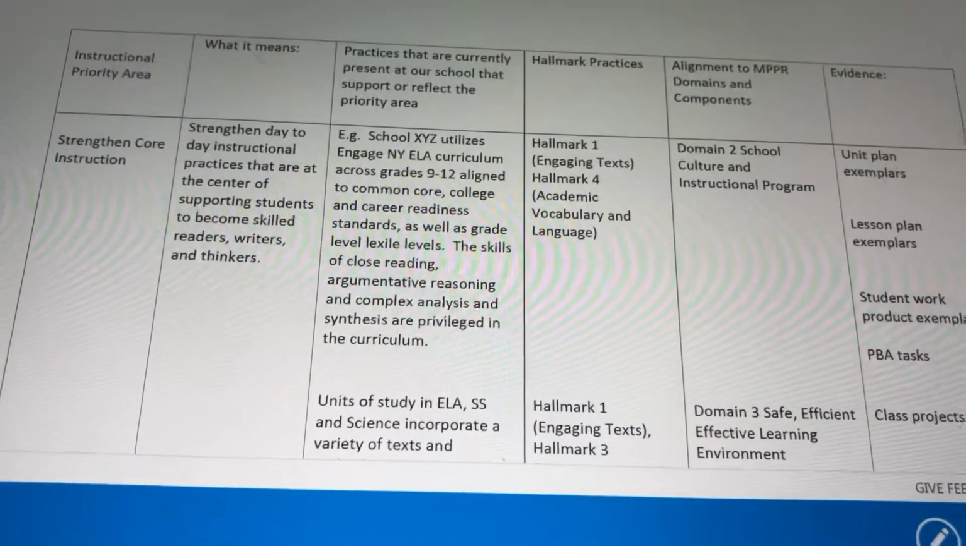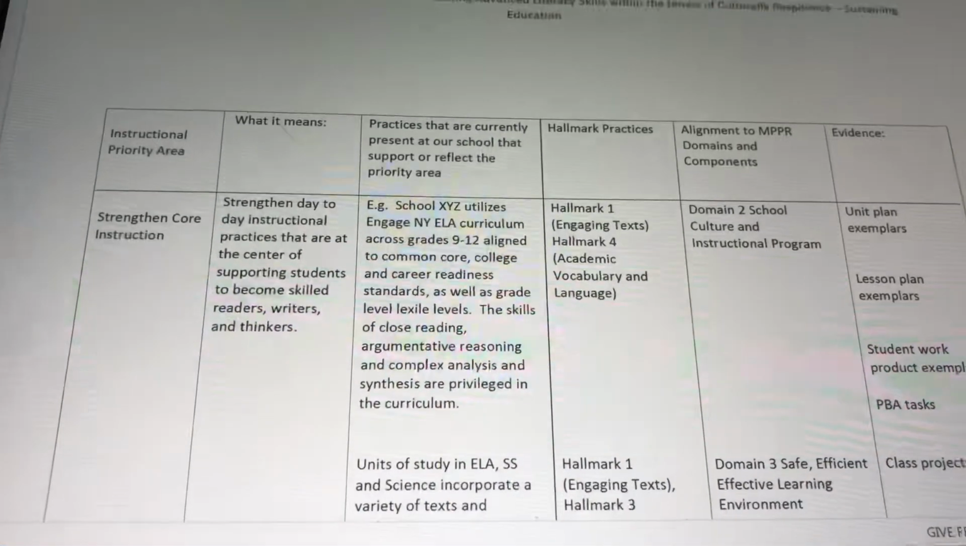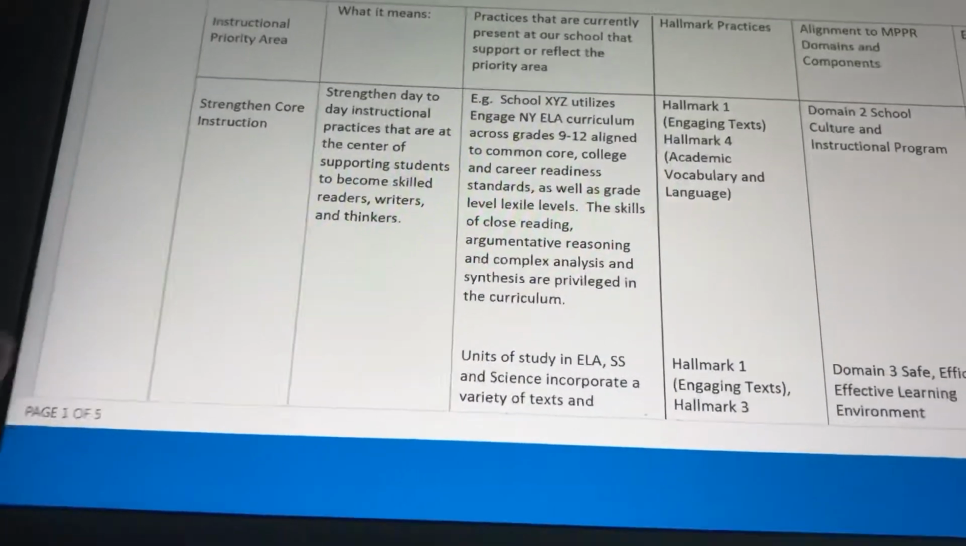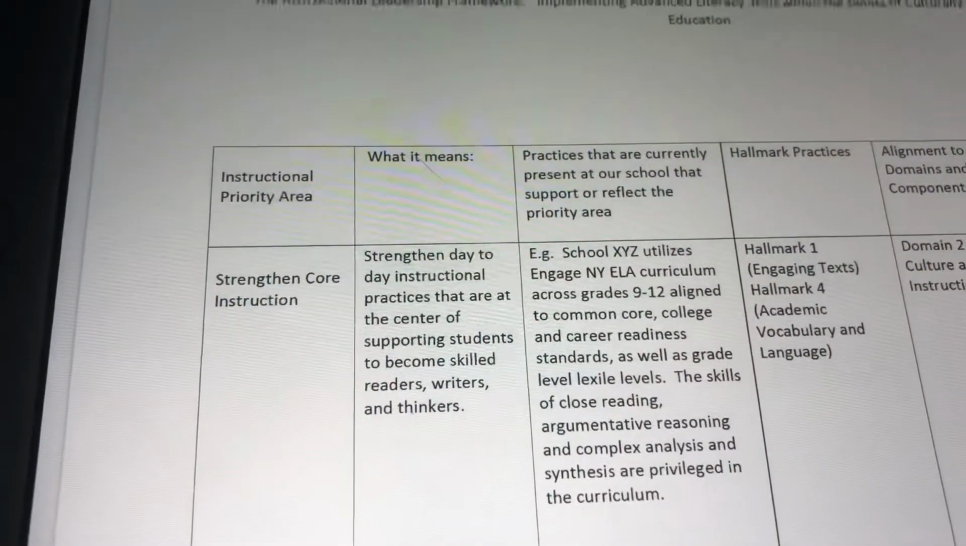complex analysis, right? So anyway, we're going to stop here. Next time I'm going to give you some more examples, but this is the Instructional Leadership Framework, Part 2.